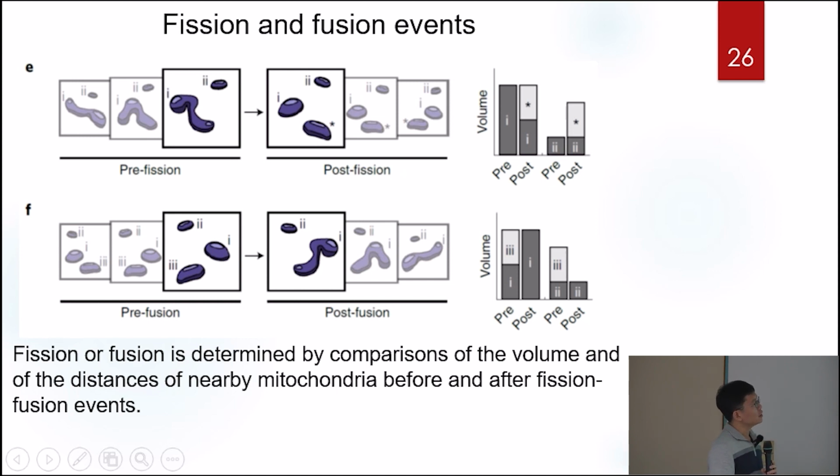So from here, this program first can automatically segment. It can give you several parameters of mitochondria. And then it will track the mitochondria automatically, and also track the fission-fusion events.